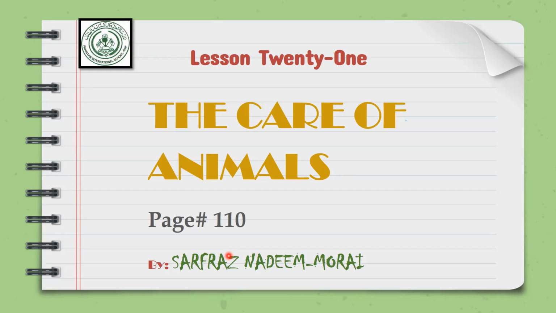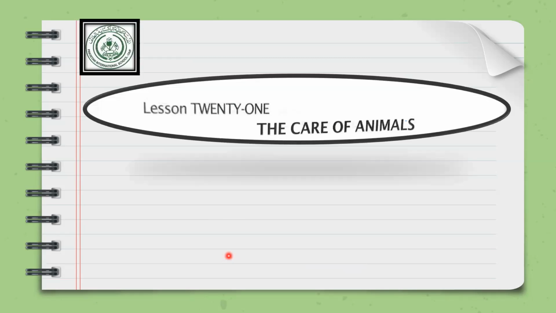So today's lesson is about the care of animals. Being human, we should care of the animals, whatever animals we have in our surroundings. If we don't have any pet but we have small animals in our surroundings, we should care of them. So let's see what the lesson is telling us about the care of animals. This is lesson 21, the care of animals.